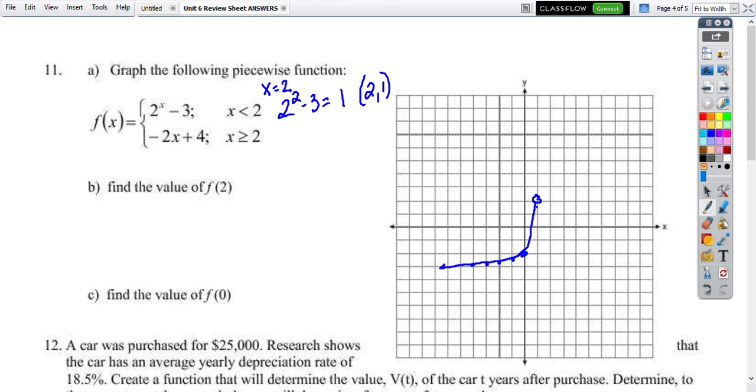Okay. The second one, I'm going to plug in 2. So when x is equal to 2, because that's the value right there, I'm going to plug that in here. So negative 2 times 2 plus 4. And this is really negative 4 plus 4. So this is equal to 0. So I know my point is at the point 2, 0.